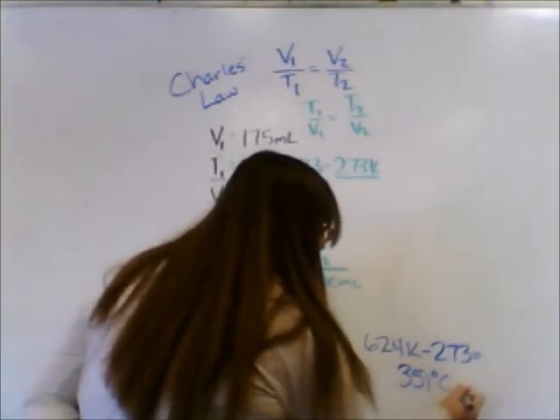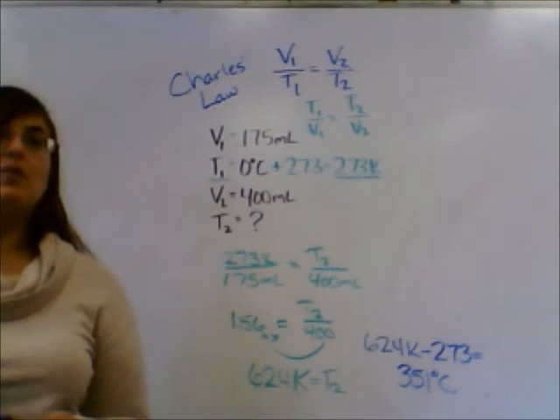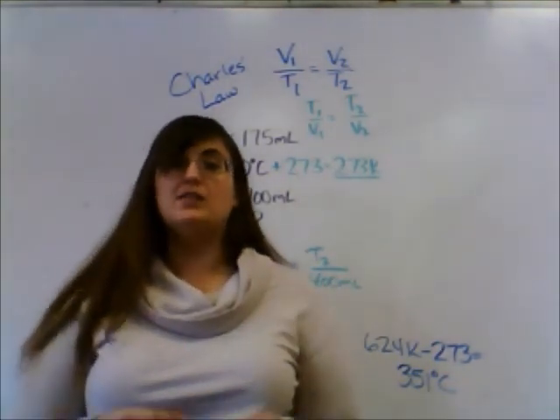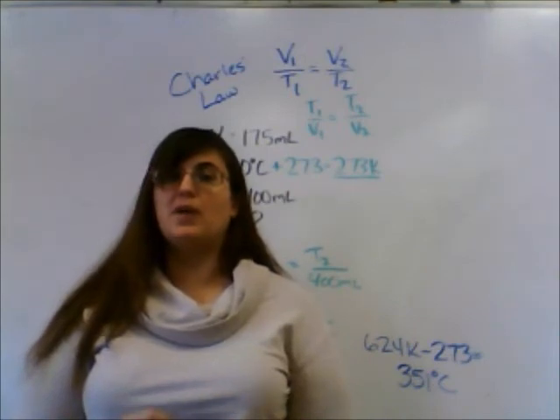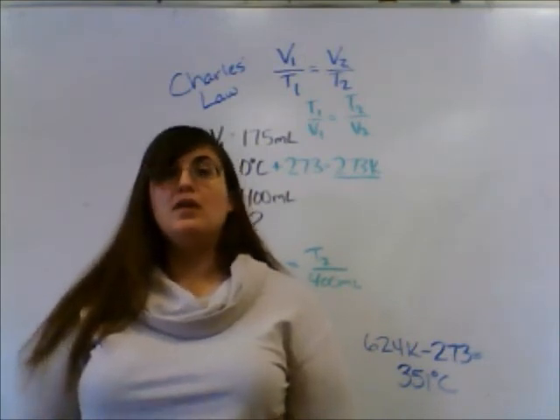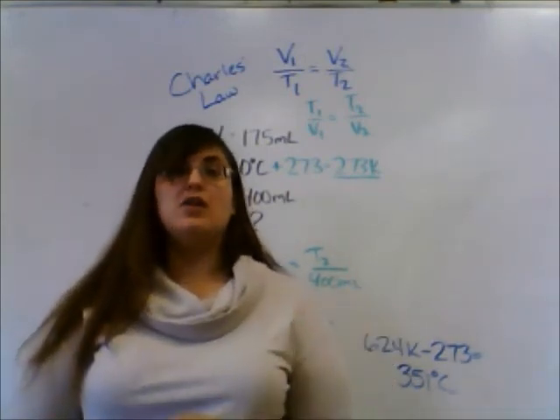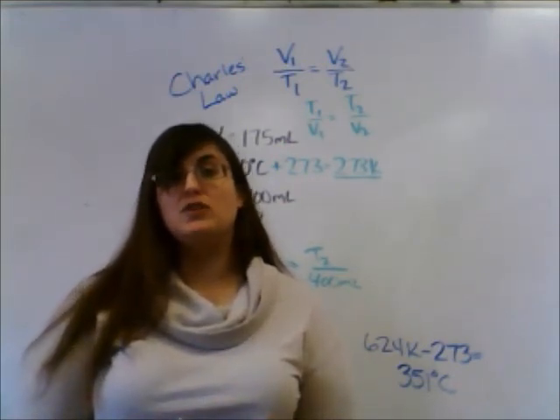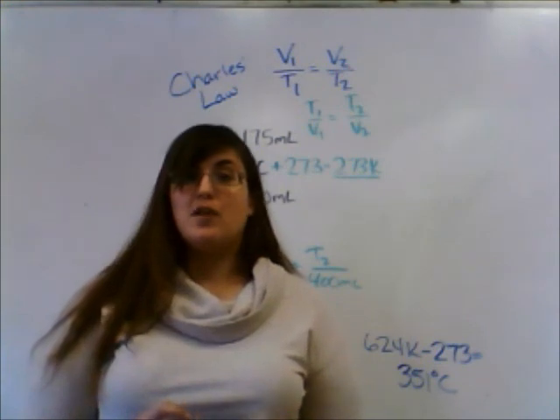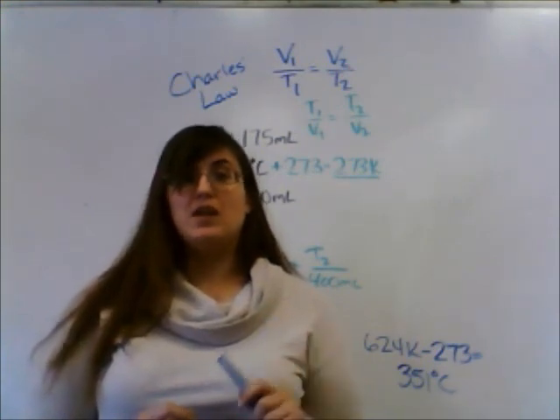351 degrees Celsius. So you'd have to get that balloon pretty darn hot to get it to be about 400 milliliters. And I bet you the rubber would probably break before it got that big. But this gives you an example of how you would solve Charles' law both ways. What we are going to do next is a brief primer on the combined gas law. So be with me in just a moment.